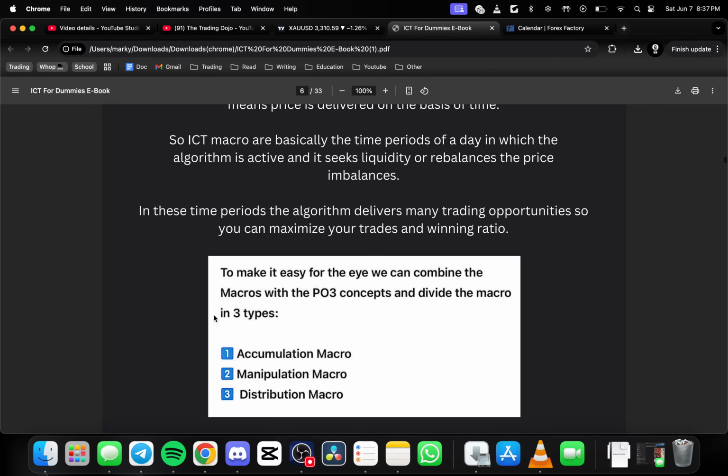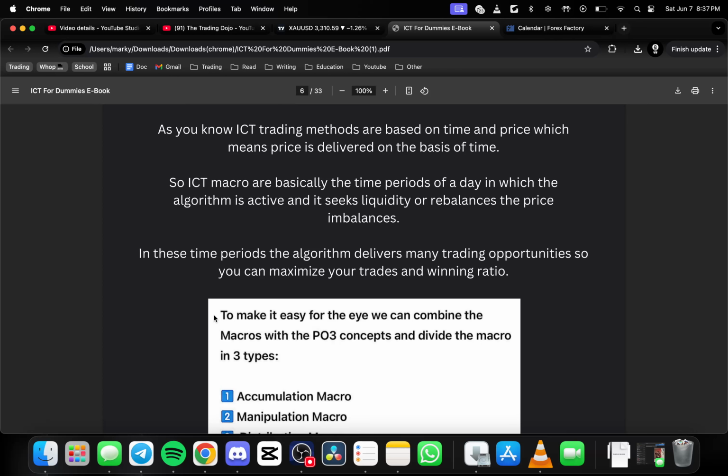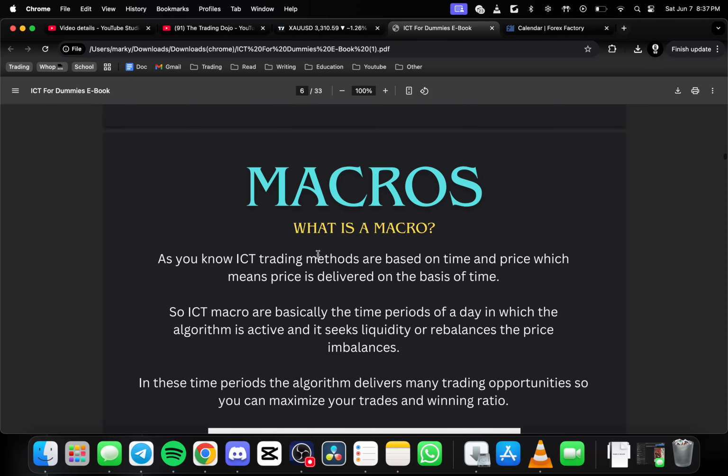Macros are lower time frame confluences that you can use to actually enter trades. You can use them to give yourself that last confirmation before entering a trade. If it's during a macro and you see that liquidity sweep, you're getting into a high probability trade.